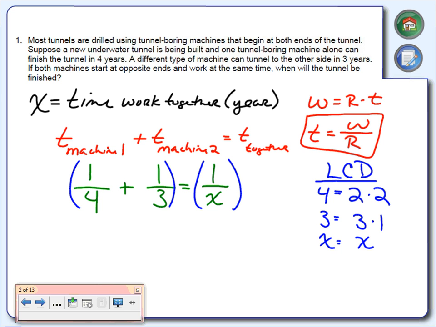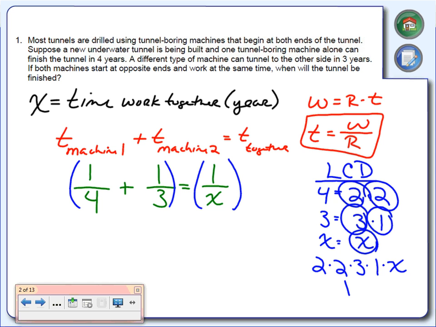Then what we're going to do is look to see if we have any common factors within these denominators. And in this particular case, there are. So for my least common denominator, I'm going to use every single one of these factors. I need to multiply all of this stuff together. In other words, I'm going to multiply 2 times 2 times 3 times 1 times X. Whatever that is, is my least common denominator. So what do you get when you multiply all that together? 12x. 12x is my least common denominator. That's what I need to multiply both sides of my equation by.